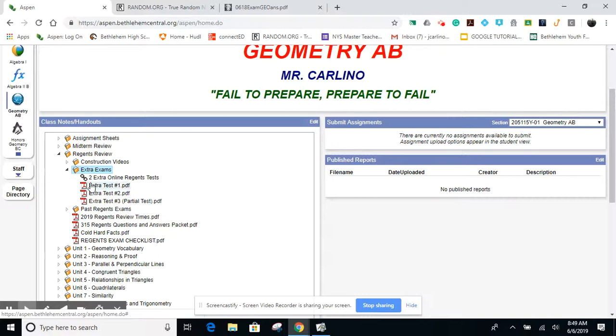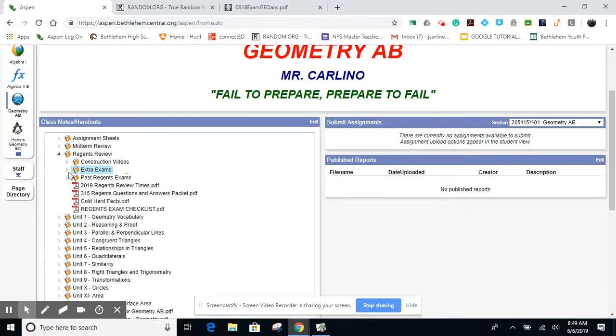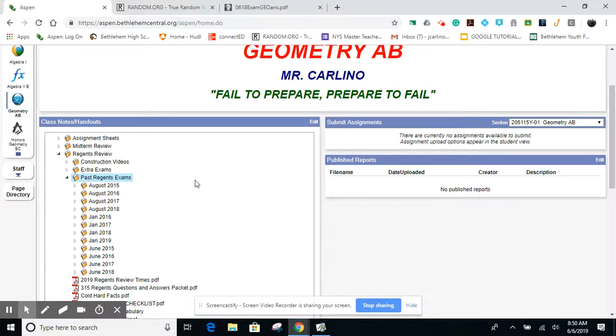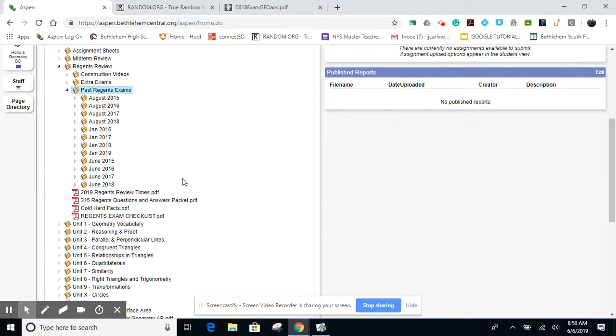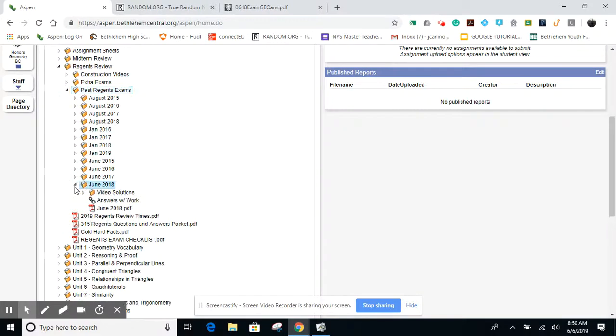We all good there? And then the final folder, which is pretty much where you're going to live during the Regents review, that's got every single Regents that has been offered. Okay? So for example, let's go to the one we're on right now, June 2018. It'll have a copy of the June 2018 exam on there in case you lose it.